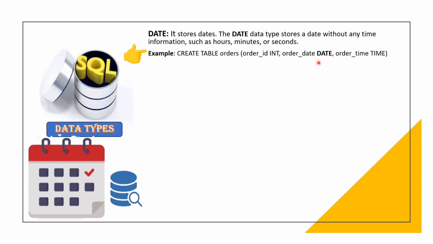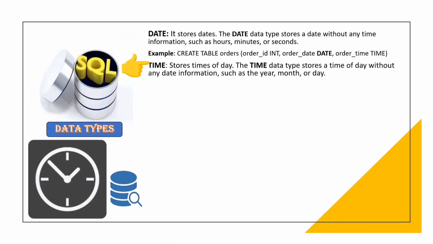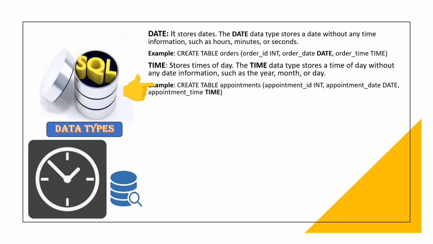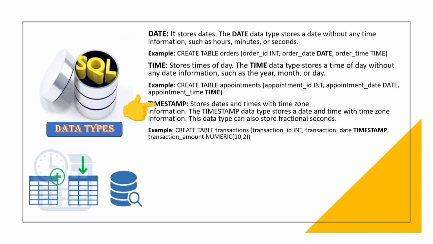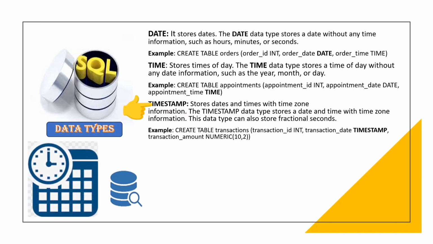So time is also a different data type, where it stores the time of the day without any date information such as year, month or day. The syntax to define the time data type will be appointment underscore time as the column name and time as the data type. So the next comes timestamp. It stores date and time with time zone information. The timestamp data type stores a date with time with a time zone. The syntax will be transaction underscore date and the data type will be timestamp.